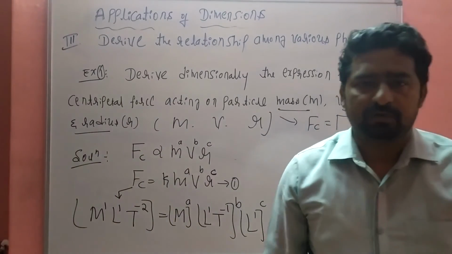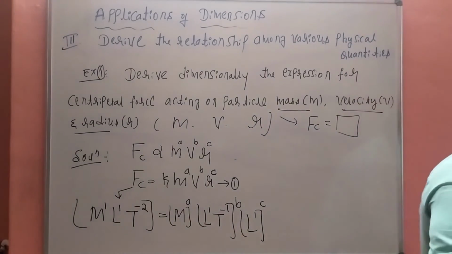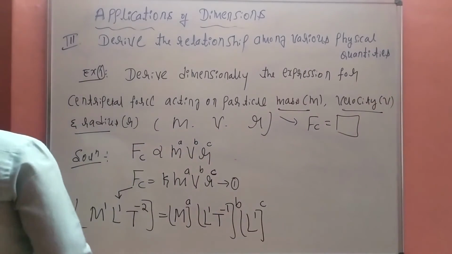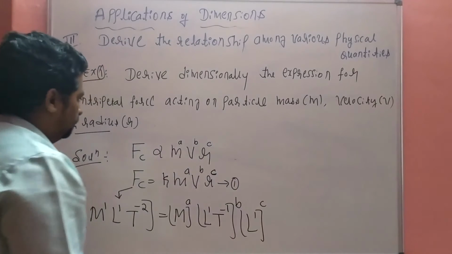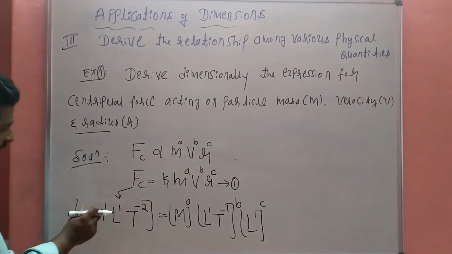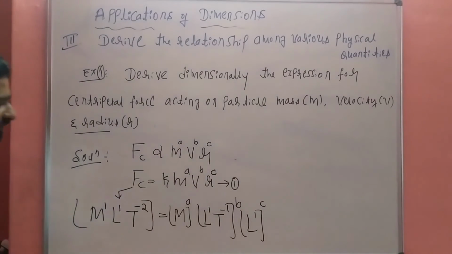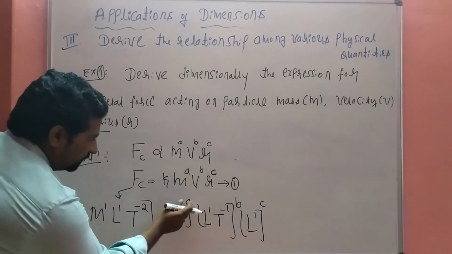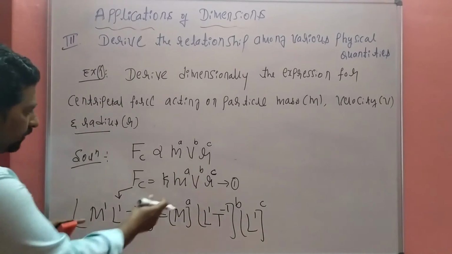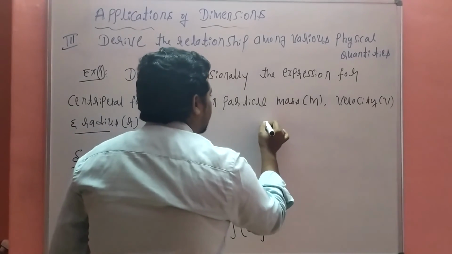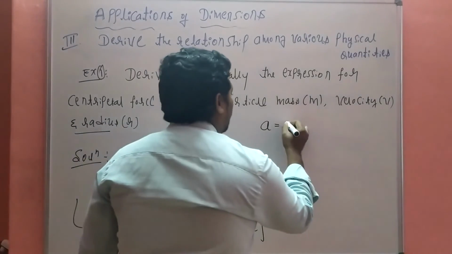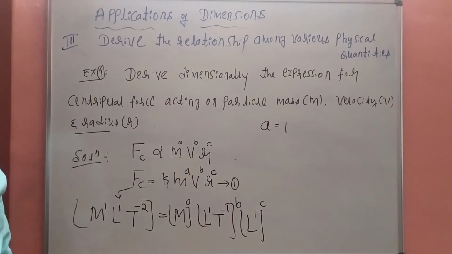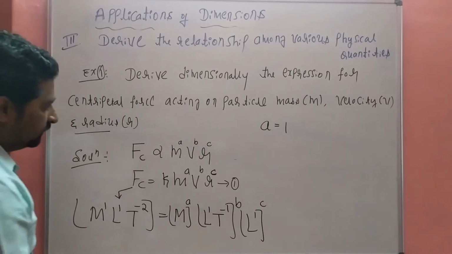Now, from the homogeneity principle, on this side the mass power is 1, and on this side the mass power is a. So comparing the powers, a is equal to 1. Next, length L.